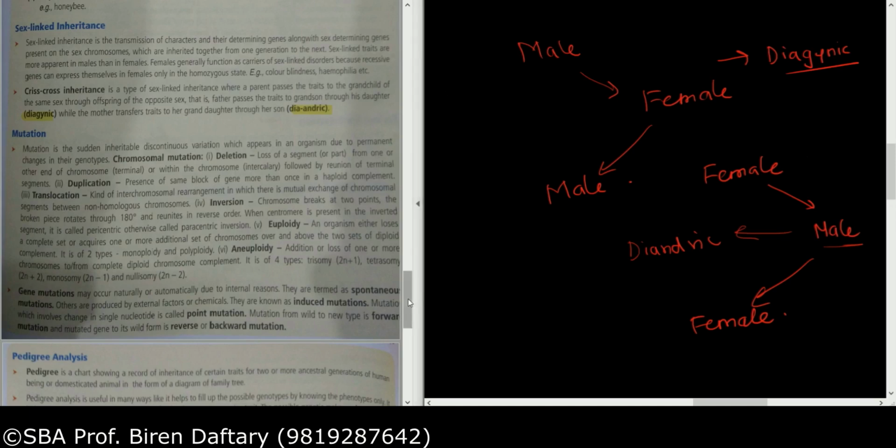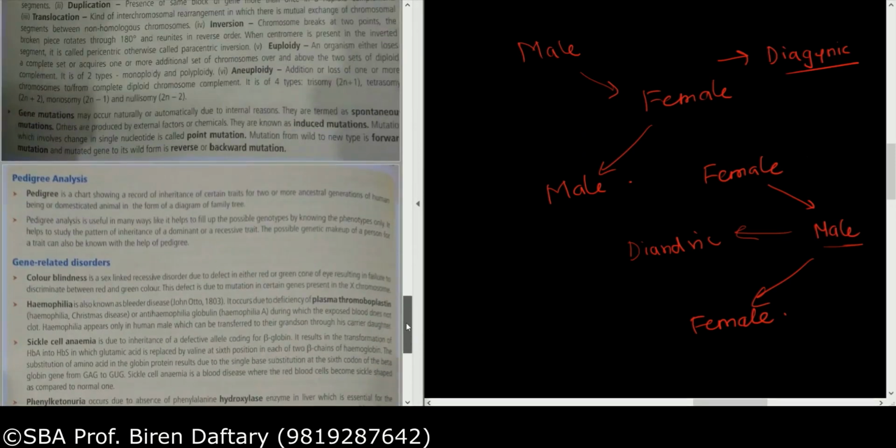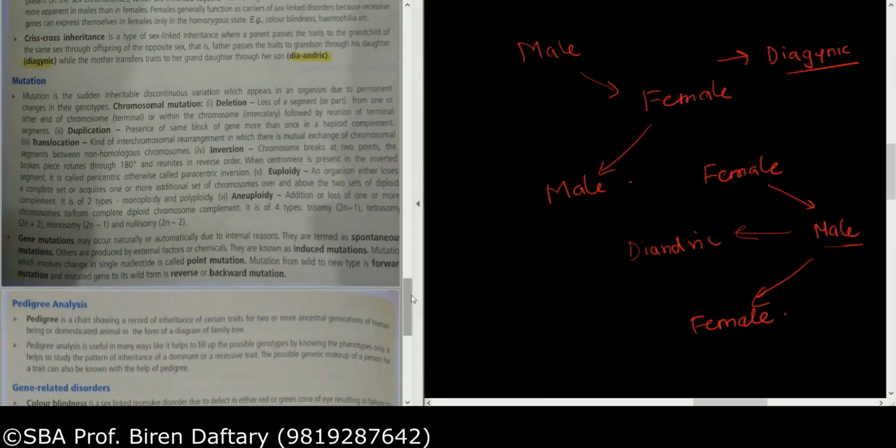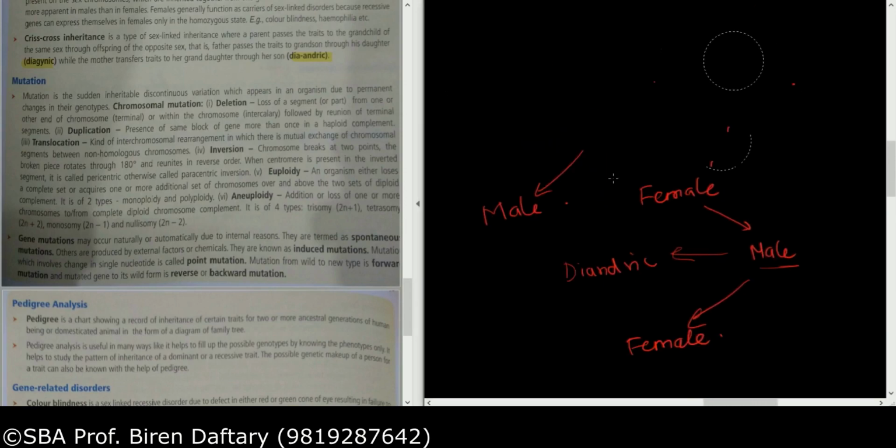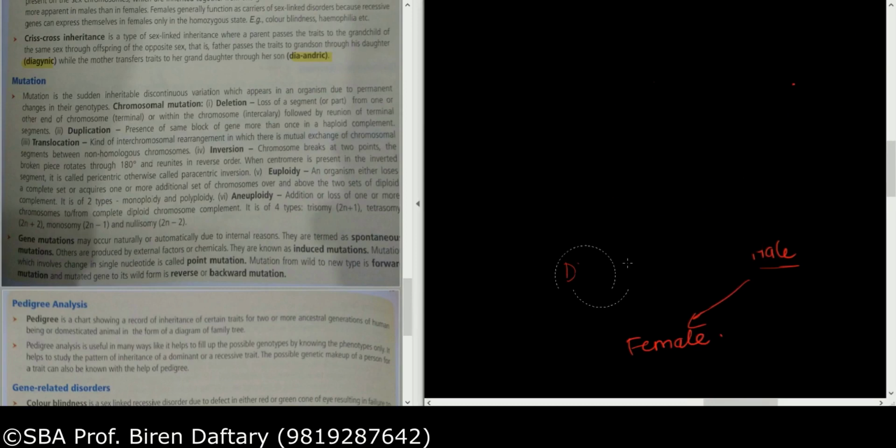Okay, now the next part. The next part in your book is mutation. Now your textbook doesn't have much information related to mutation. Okay, so what are mutations basically? See, I will try to explain this in a very easy way.